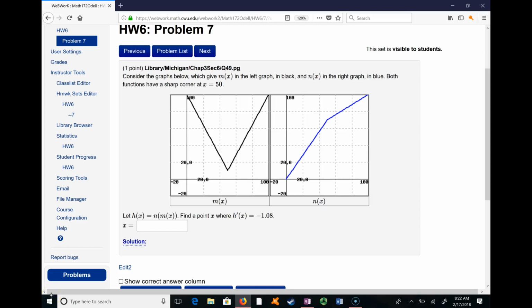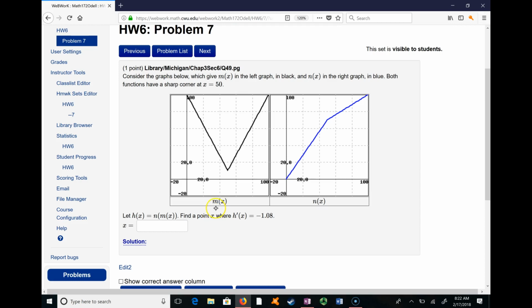So you're done. I want to do a video on these graphing ones. I know a lot of people are having trouble with them. So this is homework six, problem seven, as you can see there. The idea is that you're looking at this graph to find y values and slopes by looking at the graph.